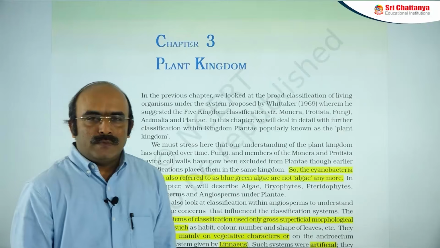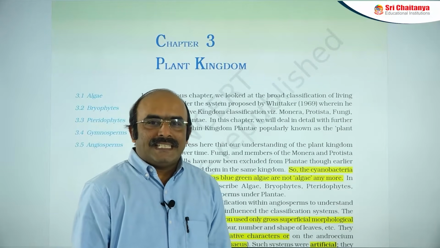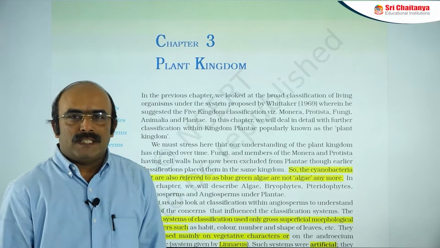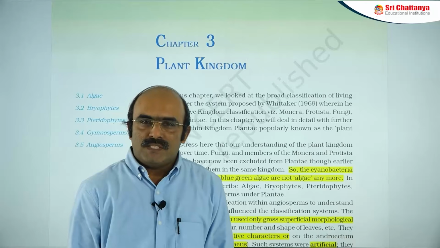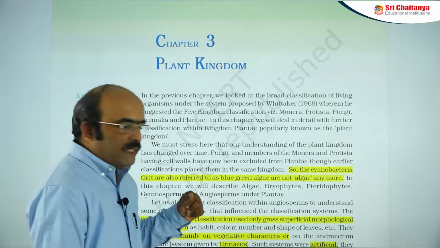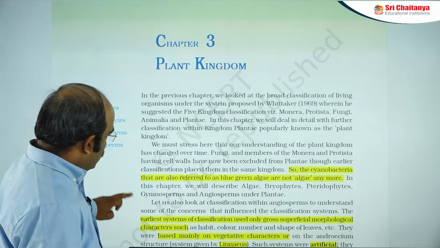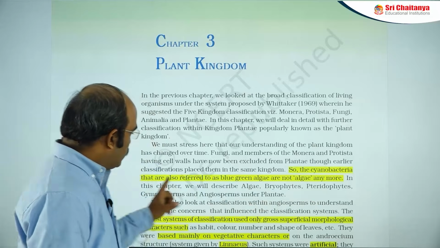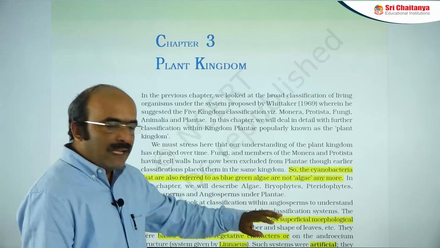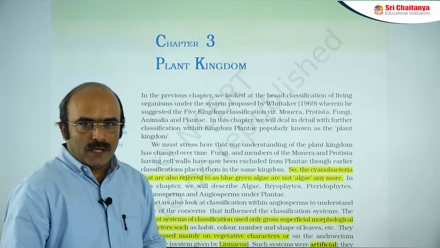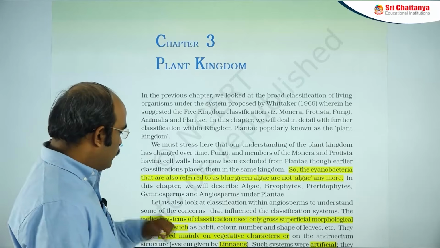So, now students, let us go through certain important lines of NCERT with respect to the plant kingdom chapter. So, we follow Whittaker's 5 kingdom system of classification. So, cyanobacteria, the so-called blue-green algae, are no more algae. They are not a part of the plant kingdom.